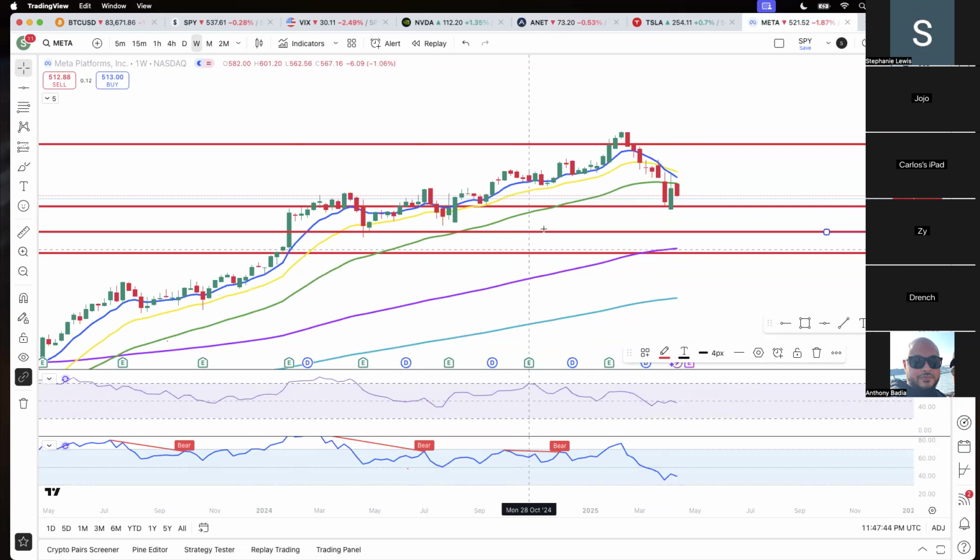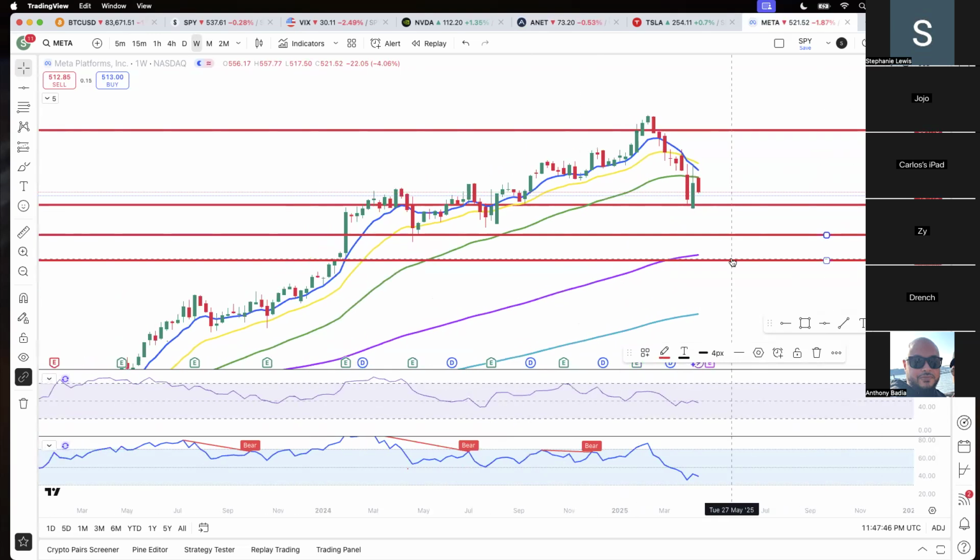So let's go back to the weekly. All right, so on the weekly, here's another stock that has actually lost the 50 EMA. So again, if we do lose the 50 EMA, usually the rule is that we travel to the 200, and that doesn't happen overnight, right?